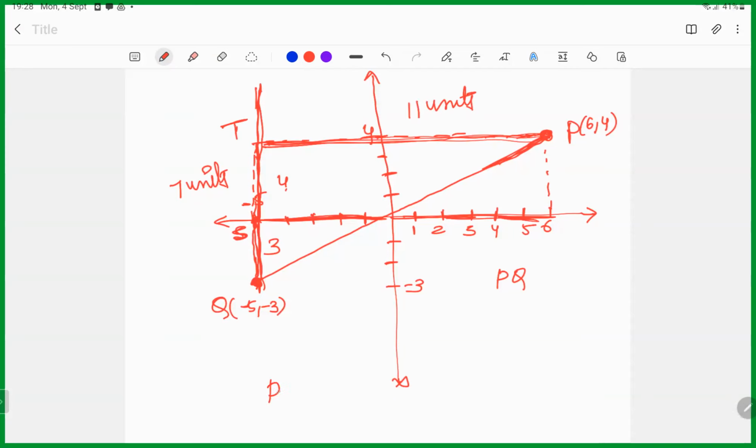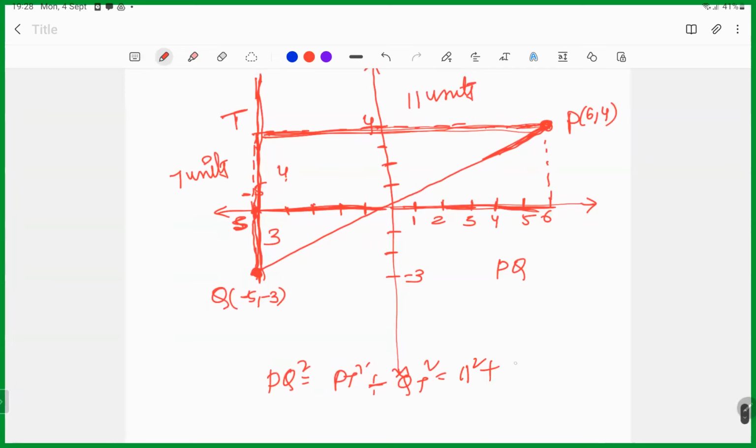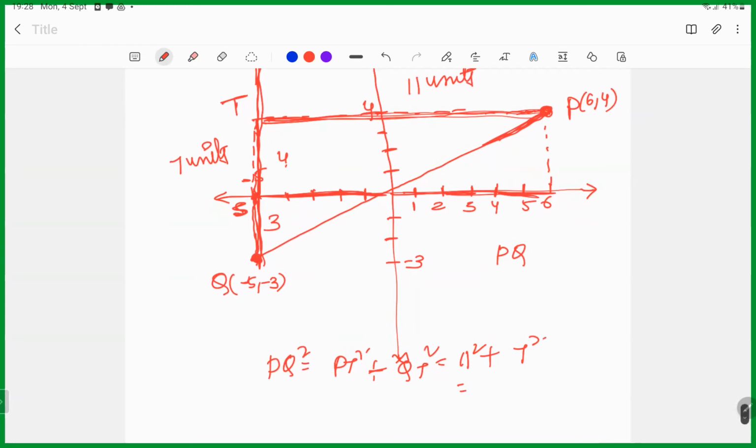So PQ square equals PT square plus QT square. How much is PT? 11 square plus 7 square equals 170, right? 121 plus 49 is 170. Square root of 170 is PQ. So we found it through the Pythagoras theorem. Basically, that is what we are doing.